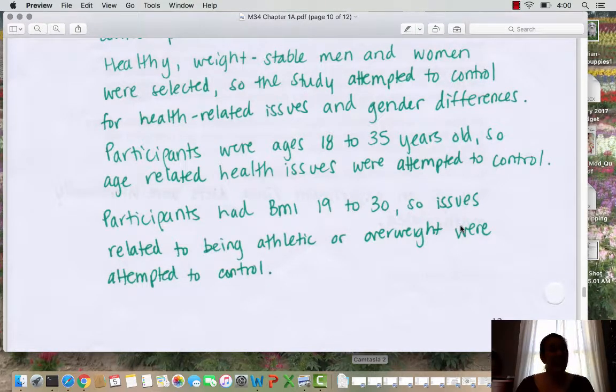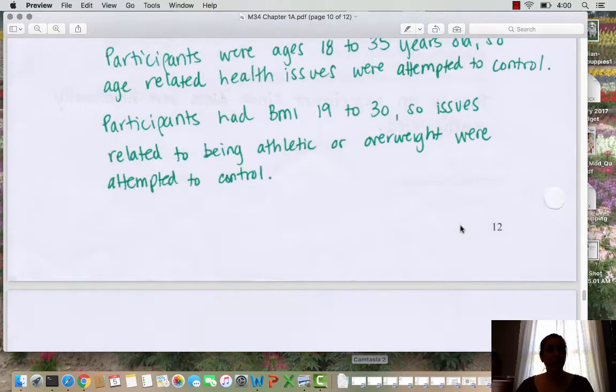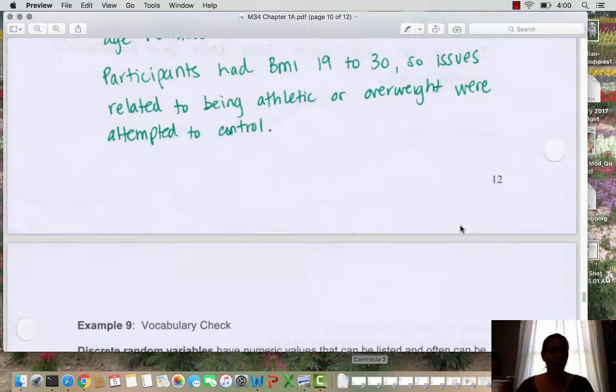Participants were ages 18 to 35 years old, so age-related health issues were also attempted to be controlled. They didn't have people over 35 who would have aging-related issues. And participants had body mass index 19 to 30, so issues related to being very athletic and having a low BMI, or being overweight and having a high BMI, were attempted to be controlled. They just chose a middle range of BMI for the participants.